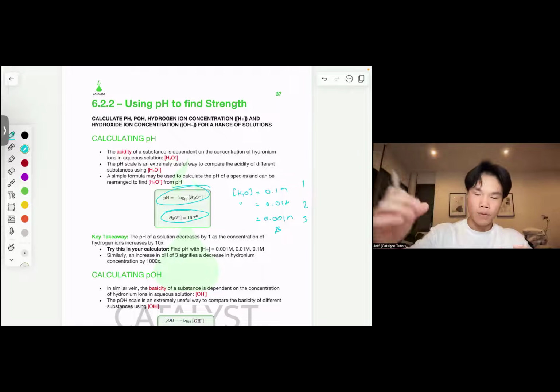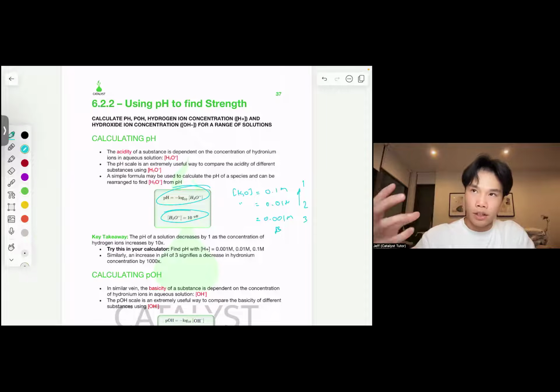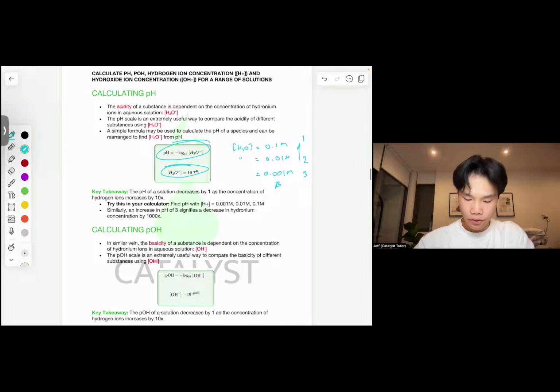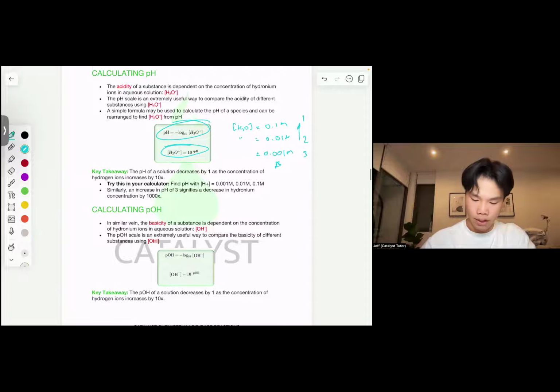And going the other way, if you decrease pH from 2 to 1, you are increasing your hydronium concentration by 10 times going the other way. And that makes sense because a lower pH represents more acidic conditions. That's why pH will go lower as you become more acidic.